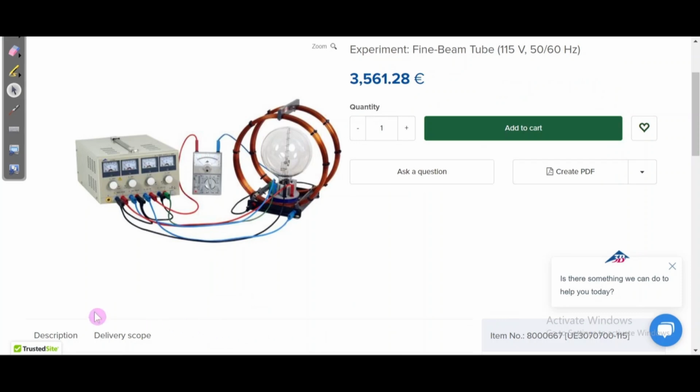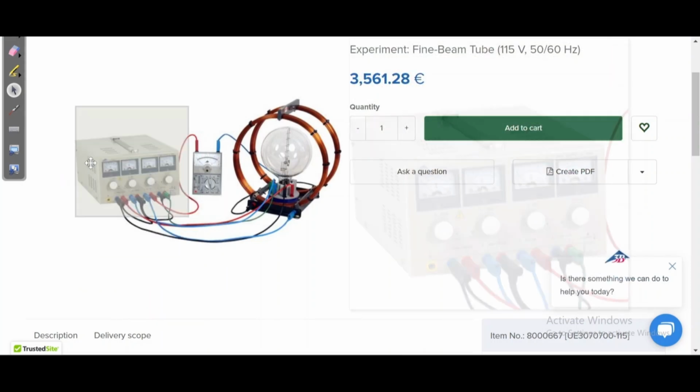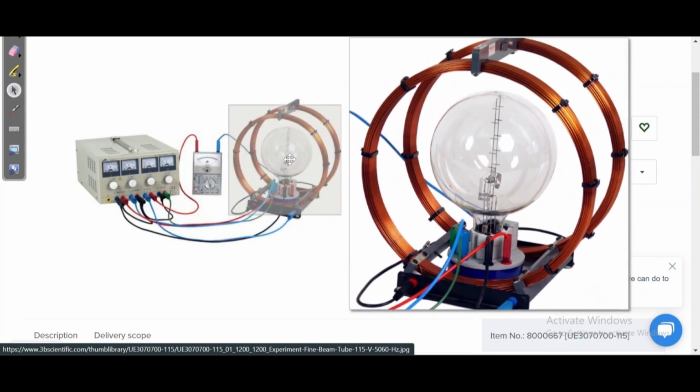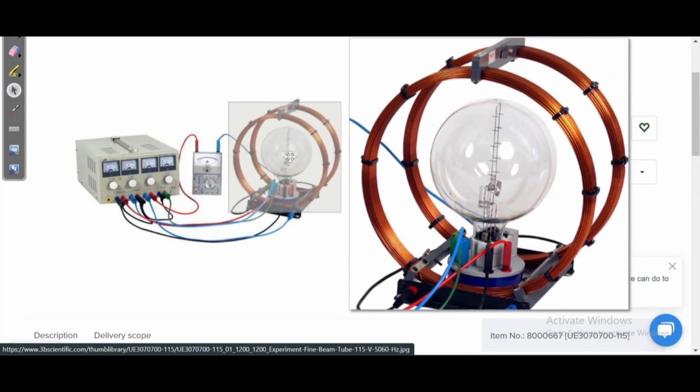Today's lecture is about finding the charge to mass ratio of electrons. For finding the charge to mass ratio of electrons, such a device is used. If I zoom into this part of the device, it will look like this. Inside this part we have two coils, labeled in golden color. These coils are parallel to each other, and inside them we have a bulb-like shape.